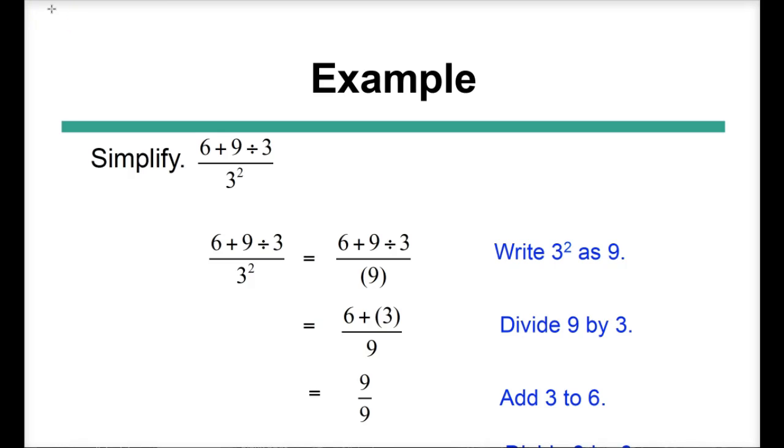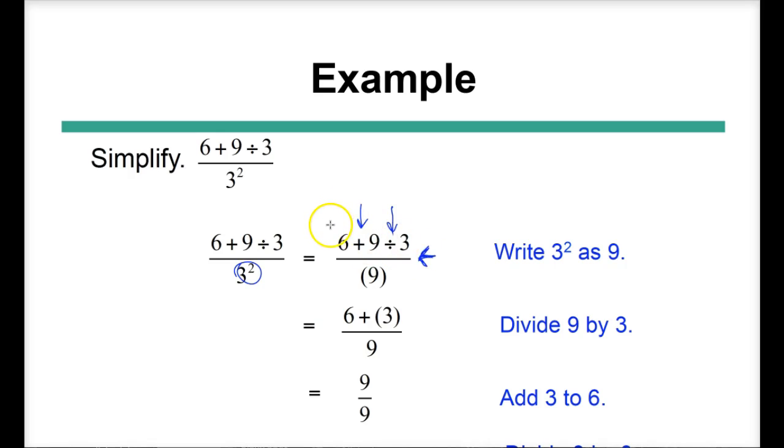So our first example here, we see that we have 6 plus 9 divided by 3, and then all that is divided by 3 squared. So of course, the first thing we see is that we have 3 squared, which is 9 in the denominator. And then afterwards, the next thing that we have is division. So we've done exponents here. And then after that, the only thing we have left is addition, division here, and division here. And of course, the division that is here is the very last thing that we will do.